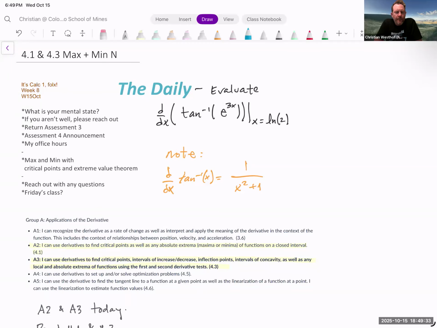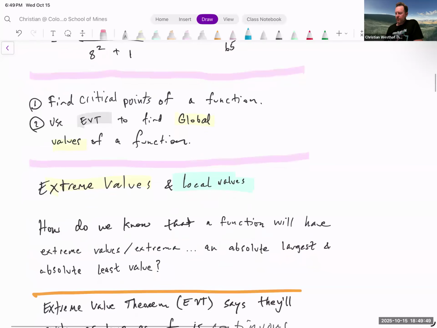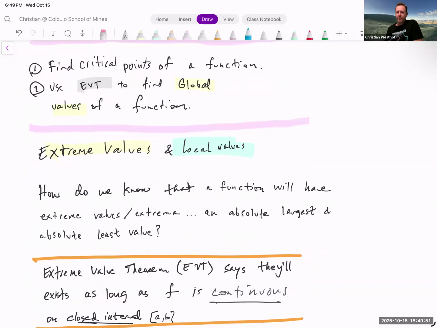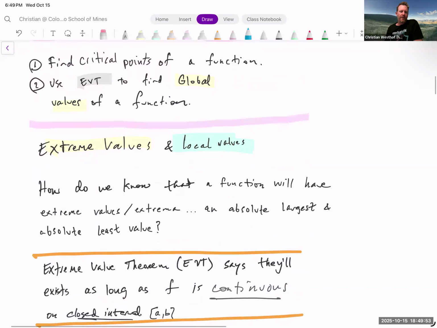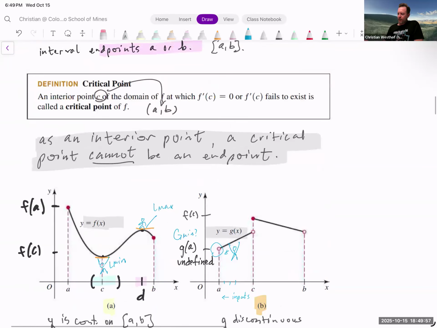Again, these are the last problem or two of 4.1, 4.3 max and min notes from Wednesday, October 15th. We went through a daily problem. We looked for critical points of a function and looked through the extreme value theorem, and talked about what that meant, what a critical point was, an interior point, an endpoint.